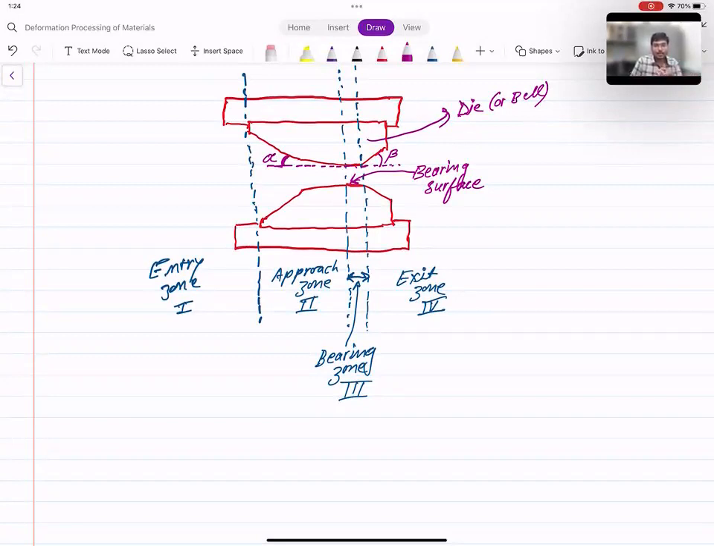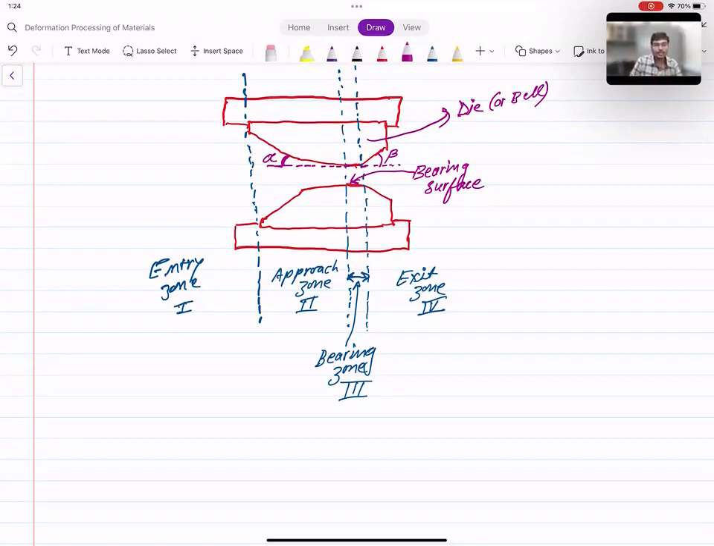And when the reduction has taken place, it reaches the bearing region or comes into contact with the bearing surface. The role of the bearing surface is not to cause the reduction. It only provides the frictional drag or helps to achieve the proper surface finish of the final product, so that after leaving the die it does not have damaged surfaces, and it also maintains the uniformity of the cross section of the formed product. It does not cause the reduction.